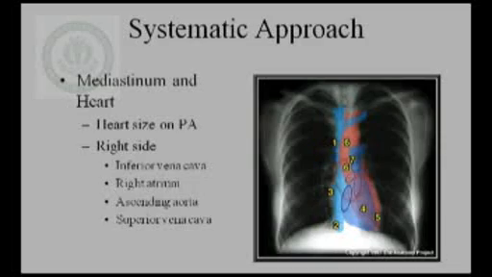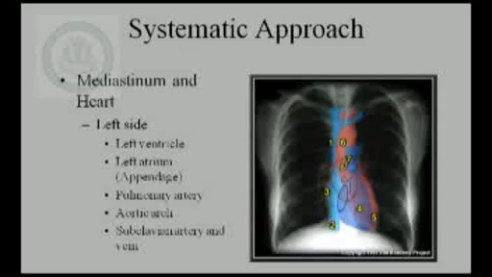Otherwise, you don't see the ascending aorta. Then the part of the superior vena cava. Then on the left side, this border is formed by the left ventricle initially and the left atrial appendage, and then the pulmonary artery, then the arch of the aorta, then the subclavian artery and vein on the left side. Now, these are all the mediastinal borders which form the mediastinum.